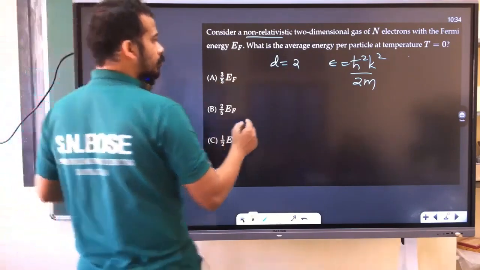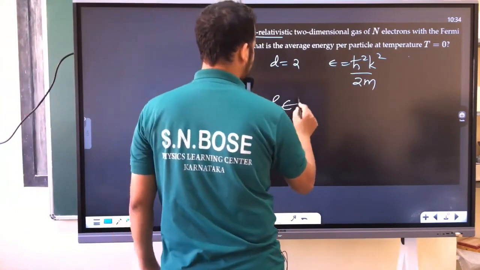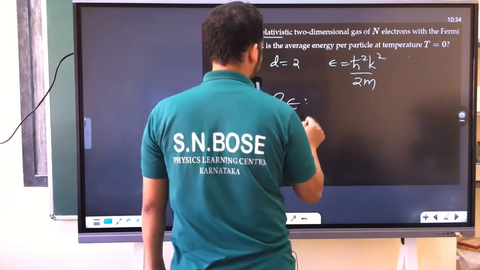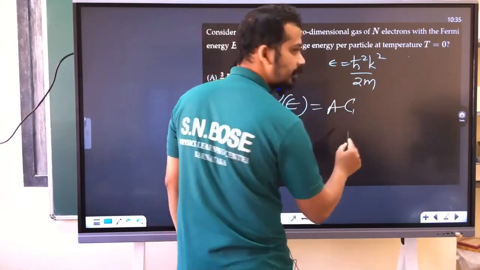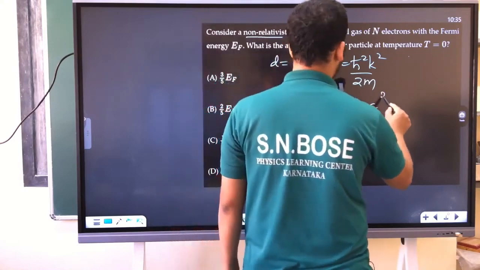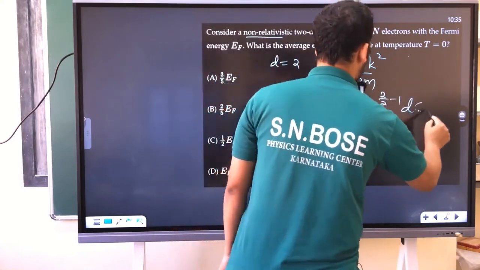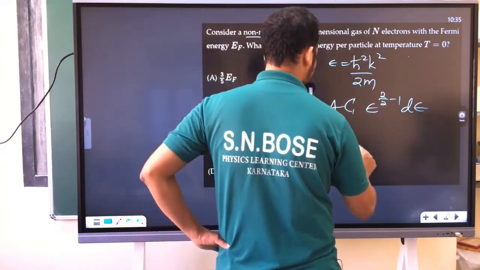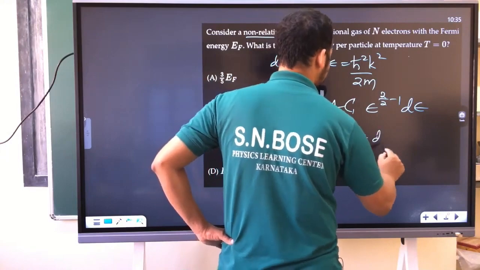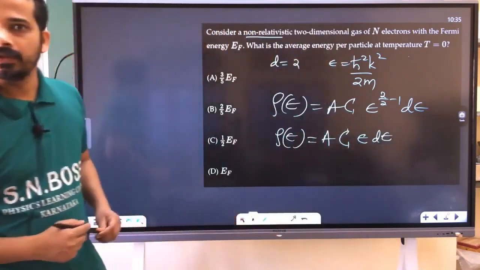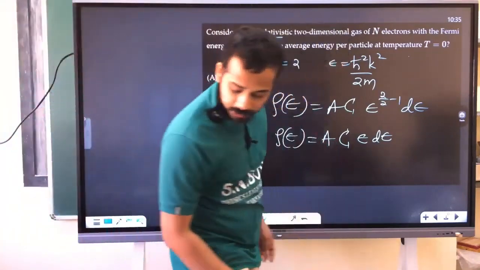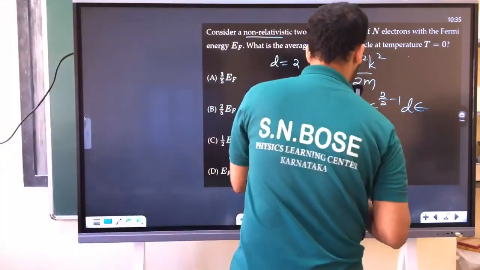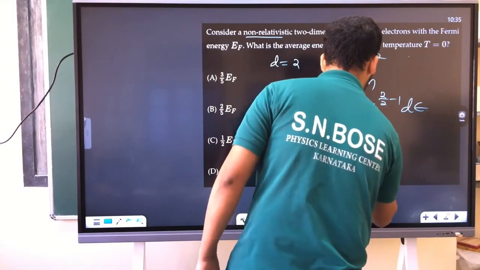That means what you have to do? First, I'll find rho of E. It is two dimension, so rho of E is area times a constant times E to the power d/2 minus 1, which is E to the power 0. Independent of E, just dE, isn't it?